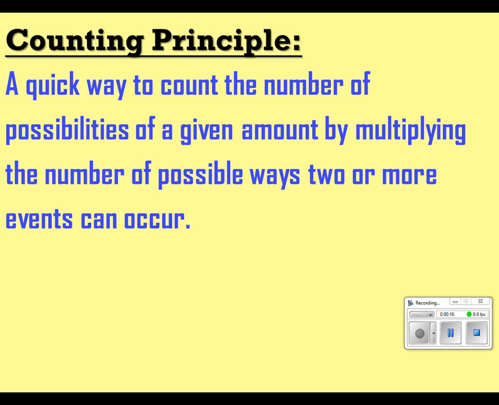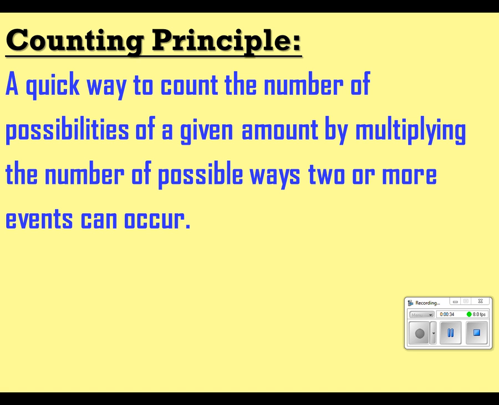Counting principle is a very quick way to count the number of possible combinations of a given amount by multiplying the number of possible ways two or more events can occur. So you're looking for possibilities.